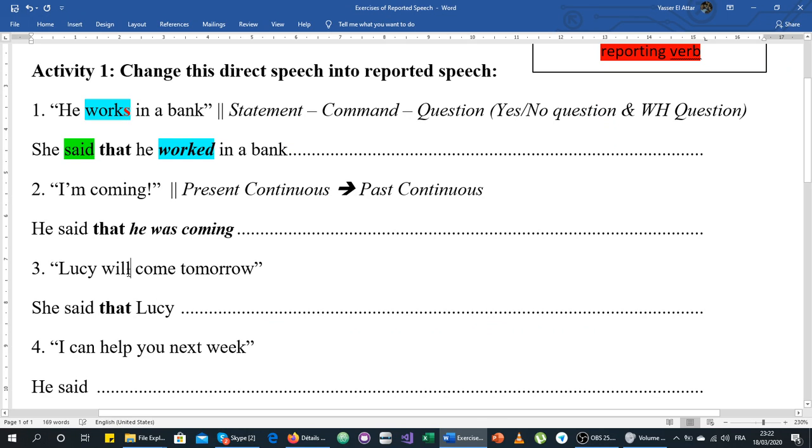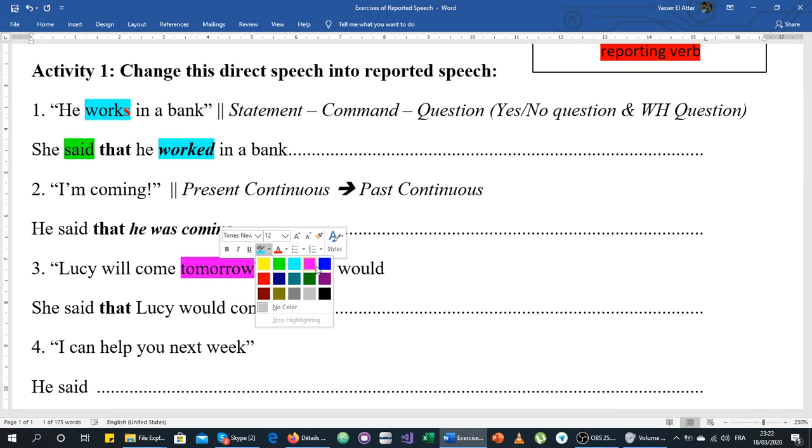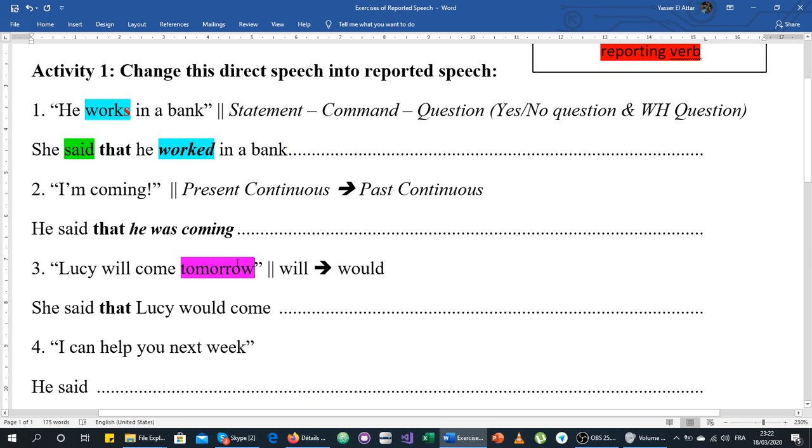But here we have the modal for the future, which is will. Will changes as we have said earlier. Will becomes would. So here it becomes "Lucy would come tomorrow." Sorry, about tomorrow, we also change tomorrow. Let's just highlight it like this. Tomorrow changes because the reporting verb is in the past.